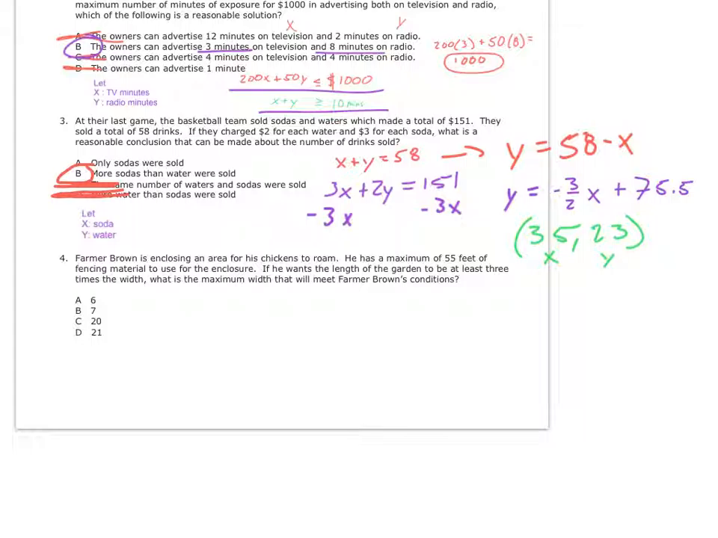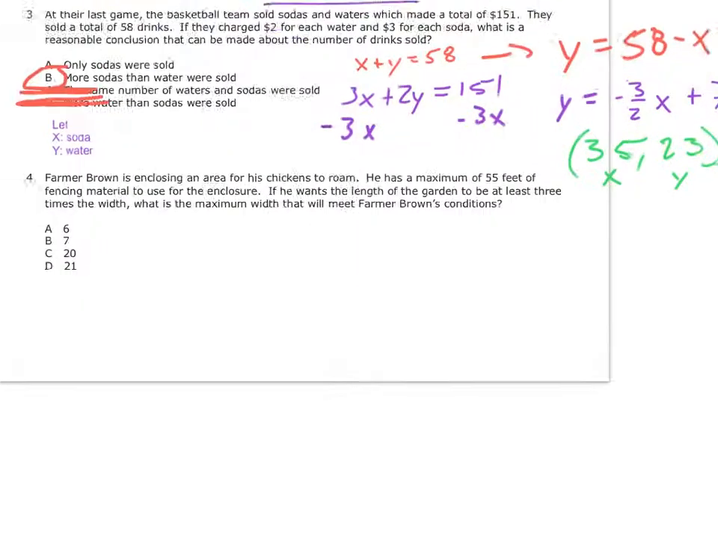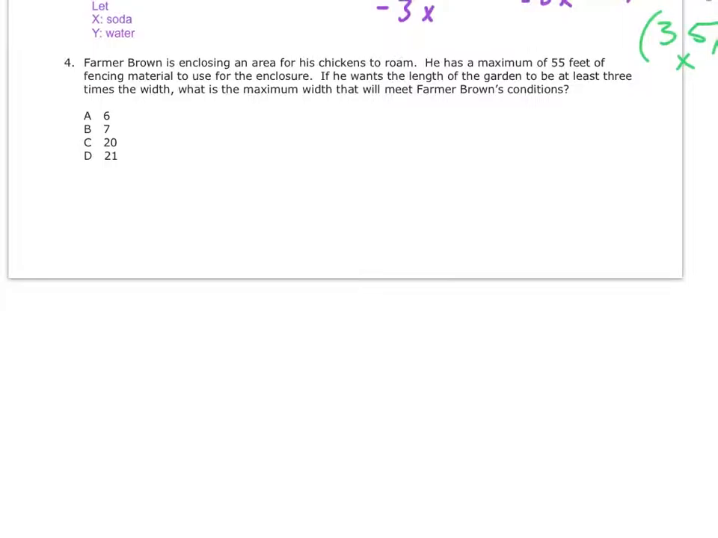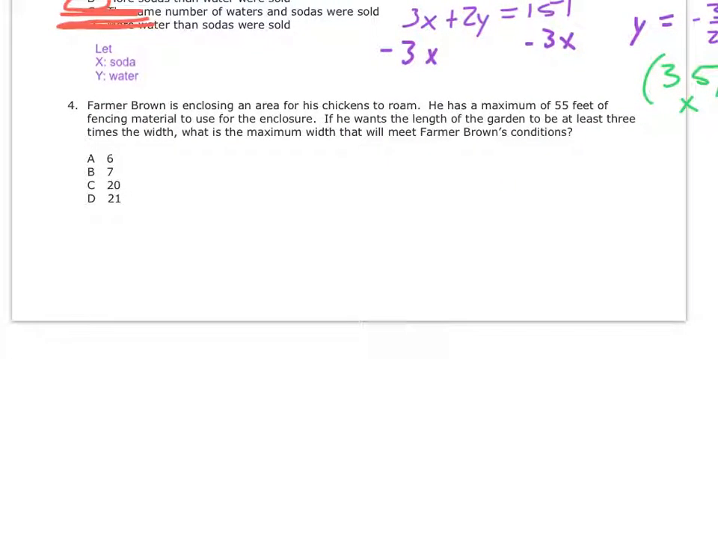Very last one, we got Farmer Brown making an area for his chickens to roam. He has a maximum of 55 feet of fencing material to use for the enclosure. If he wants the length of the garden to be at least 3 times the width, what is the maximum width that will meet Farmer Brown's conditions? We've got some keywords here that we need to pay attention to. So we've got maximum of 55 feet of fencing material, and he wants the length of the garden to be at least 3 times the width.